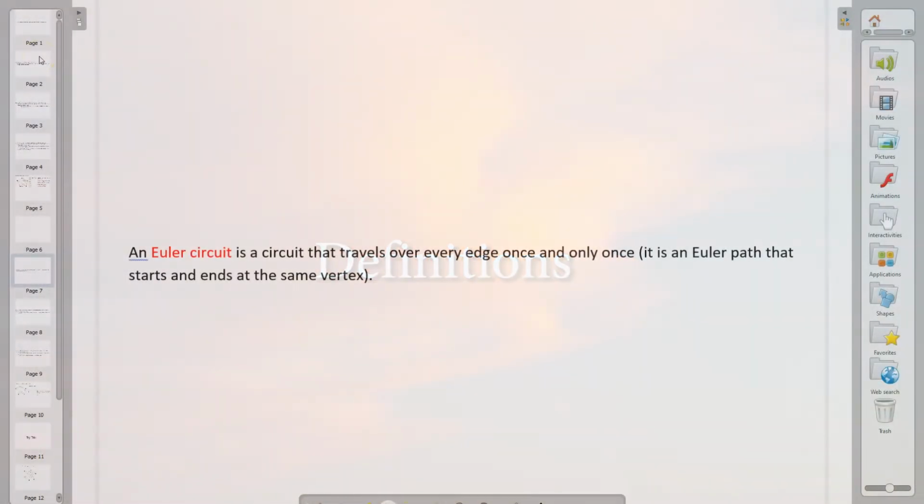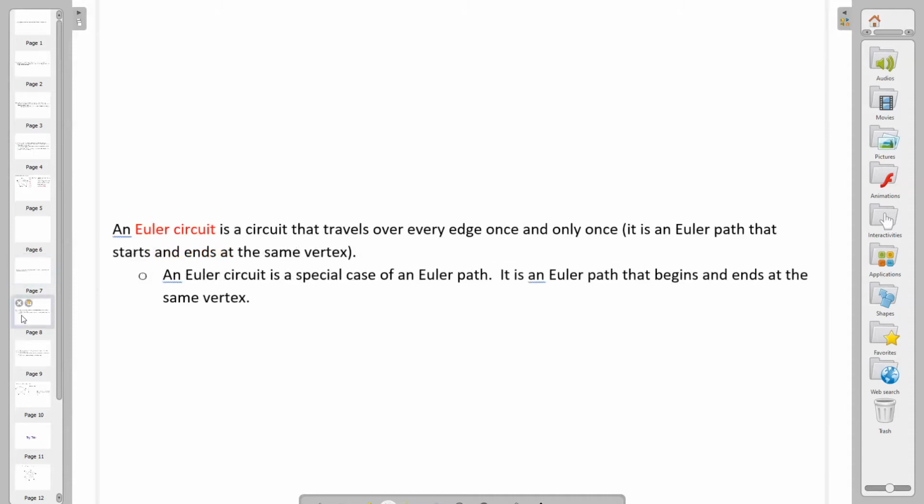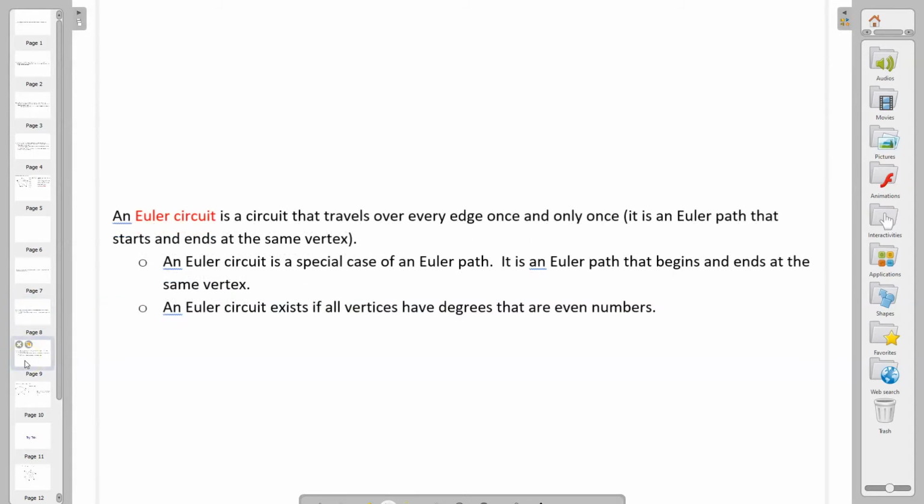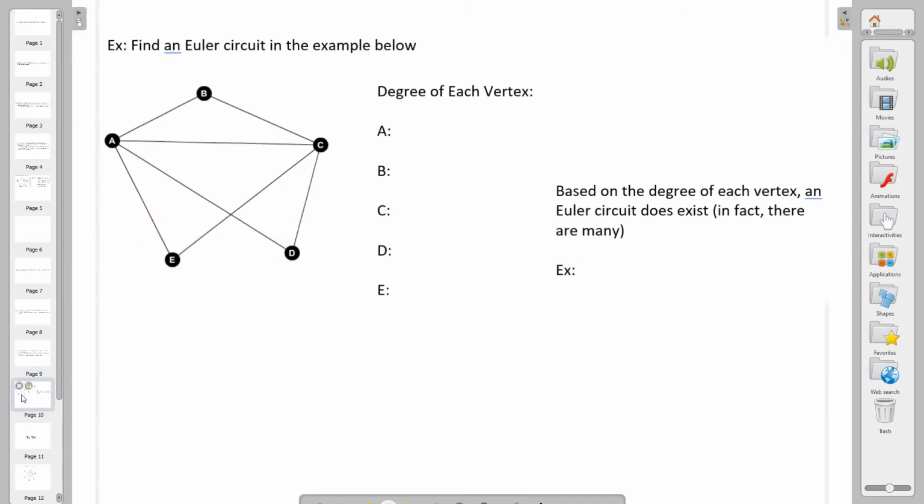An Euler circuit is a circuit that travels over every edge once and only once. It's an Euler path that starts and ends at the same vertex. An Euler circuit is a special case of an Euler path, as it is an Euler path that begins and ends at the same vertex. An Euler circuit exists if all vertices have degrees that are even numbers. Let's take a look at an example. Find an Euler circuit in the example below.